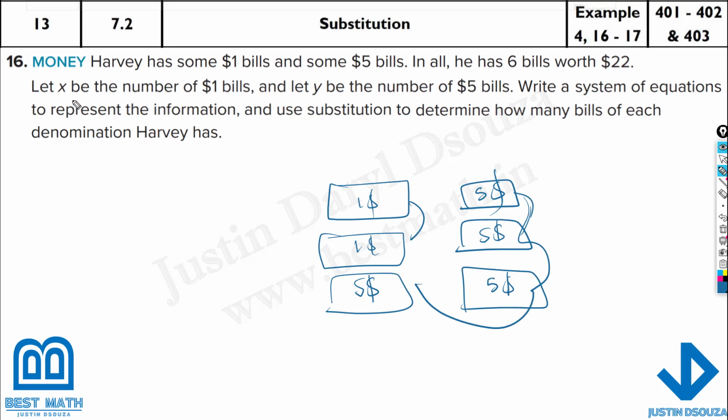But imagine we take X as the $1 bills and Y as the $5 bills. Write a system of equations. How do you write the equations, systems of equation? So X plus Y, that is $1 bills and $5 bills. How many he has? 6. Now let's see how much money is it worth. Total is 22, right? How much is Y? It is $5. So 5Y, and what is this? It's 1X. Because $1 bill is worth $1. $5 bills is worth $5.